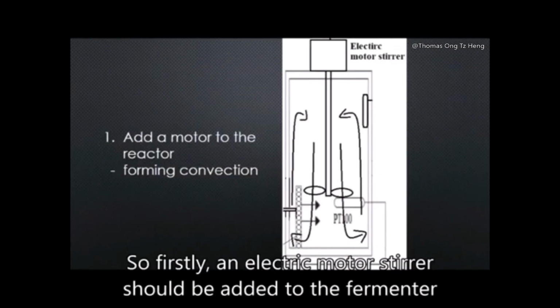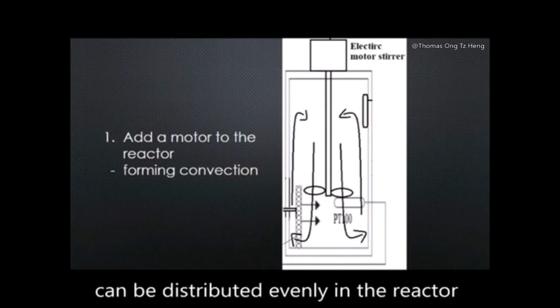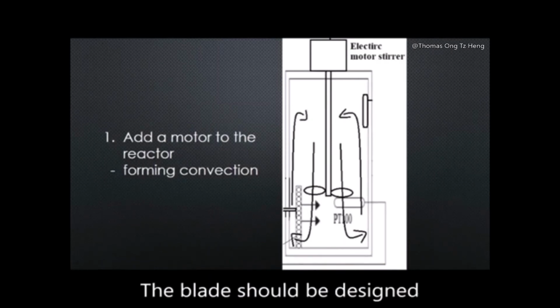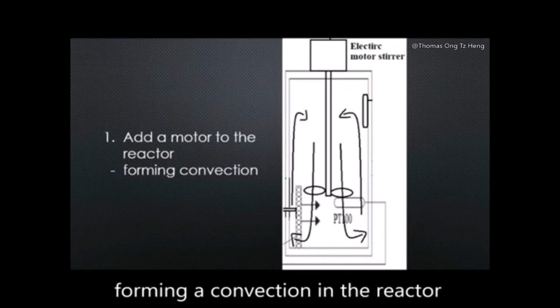Firstly, an electric motor stirrer should be added to the fermenter. This allows the temperature of the reactant to be distributed evenly in the reactor. The stirrer will run at a certain RPM. The blade should be designed to pull the reactant from top to bottom, forming a convection in the reactor.